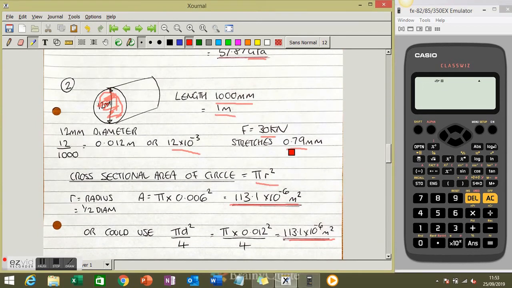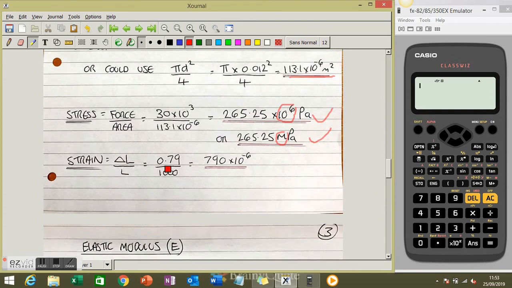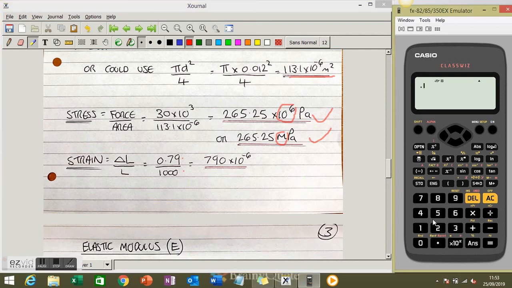And the final one was to work out strain. We know that it's stretched by 0.79 of a millimeter, and it's 1,000 mil long. So again, I'll stick in millimeters. So change in length, 0.79, over 1,000 millimeters.